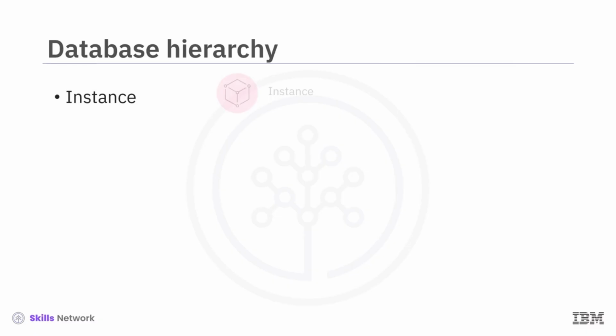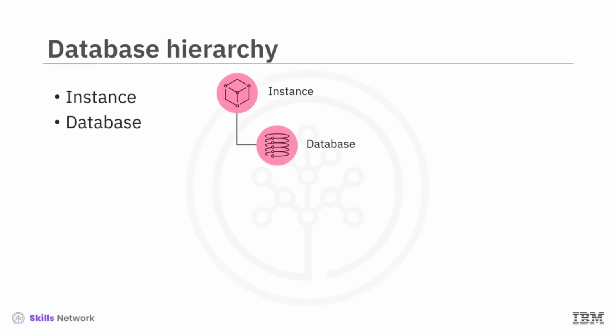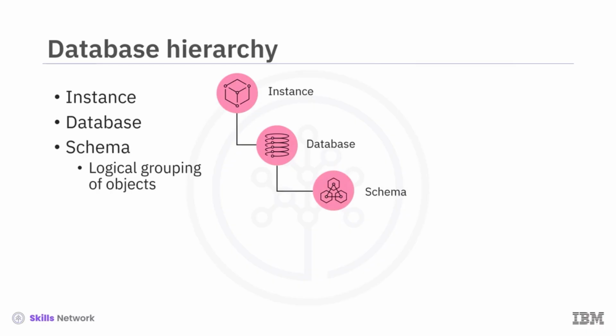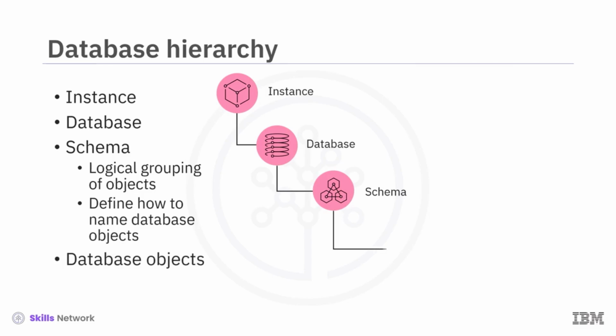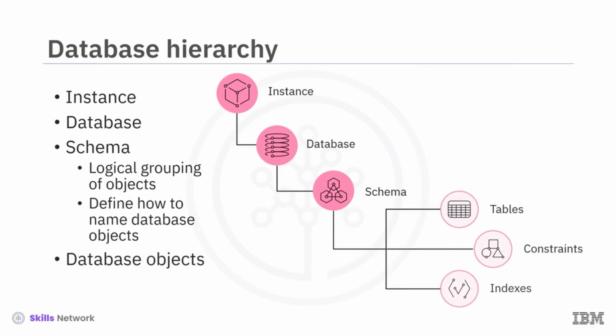Most RDBMSs begin with an instance, a single way of organizing the database and everything it contains. Many RDBMSs permit more than one database within a single instance. You will generally find at least one schema at some level in the hierarchy. A schema is a logical grouping of objects within a database. Schemas define how database objects are named and prevent ambiguous references. Some RDBMSs consider the schema a parent object of a database, and others consider it a database object. There are database objects within a schema, including tables, constraints, and indexes.